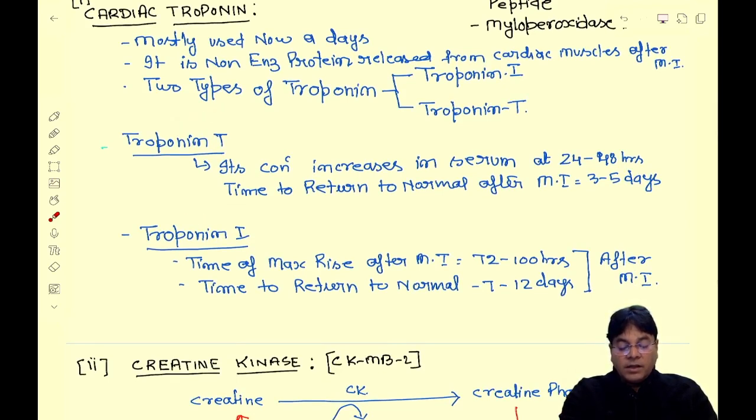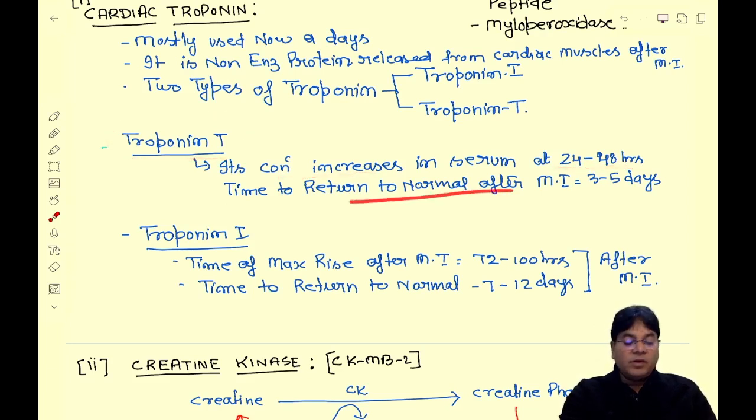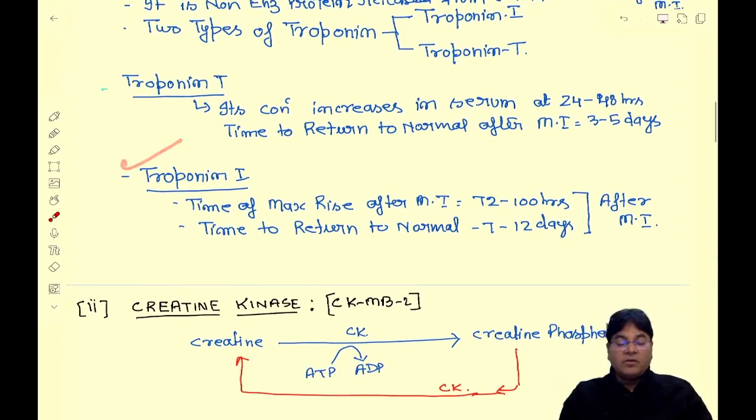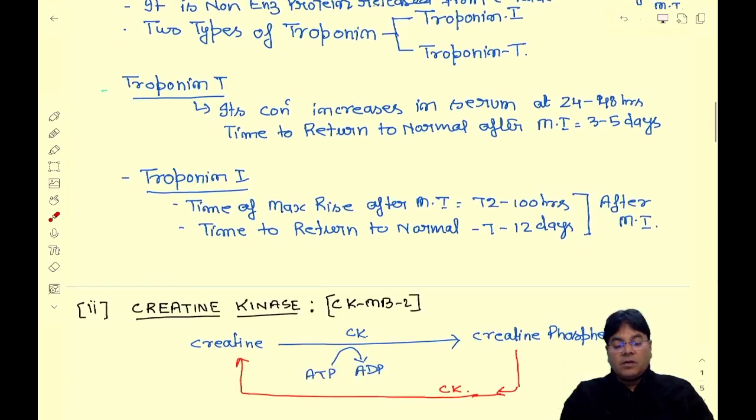Now, after the heart attack, the concentration of troponin T increases after 24 to 48 hours and returns to the normal level after 3 to 4 days. And likewise, troponin I is also there. The concentration of troponin I is maximum after 72 to 100 hours, and then it returns to the normal level by 7 to 12 days. So this is the case with the troponin cardiac marker.